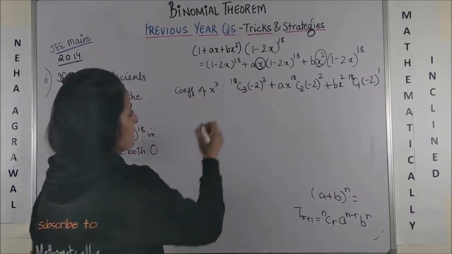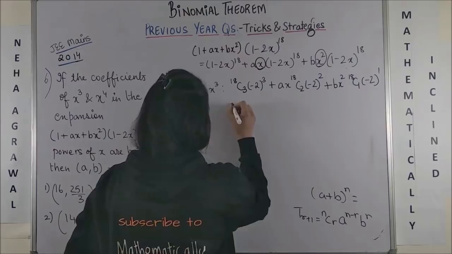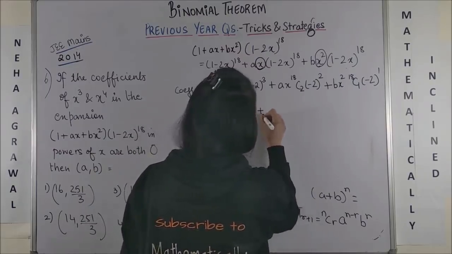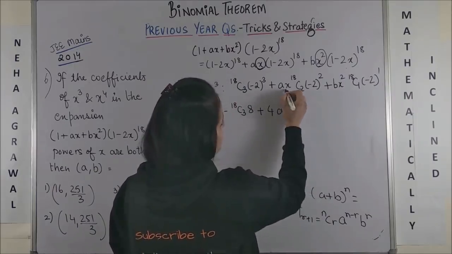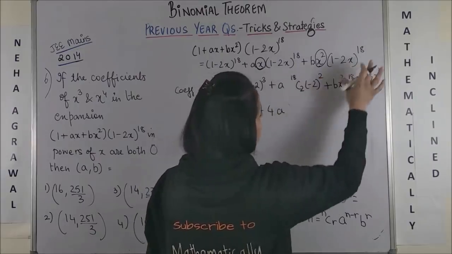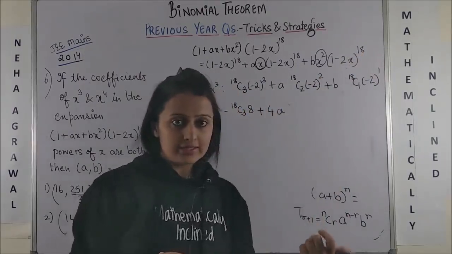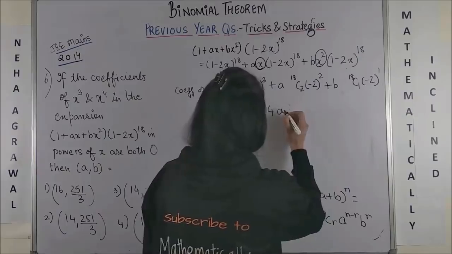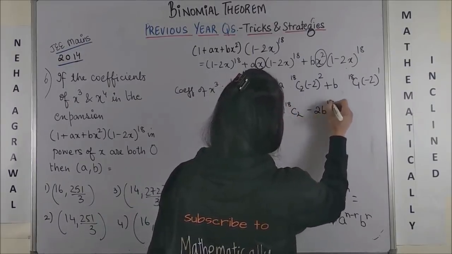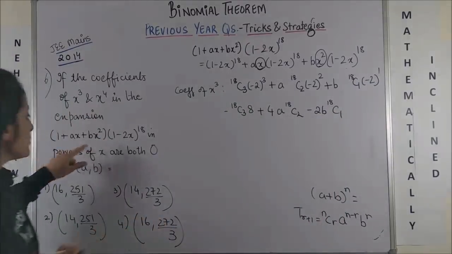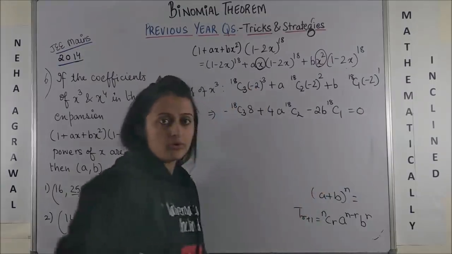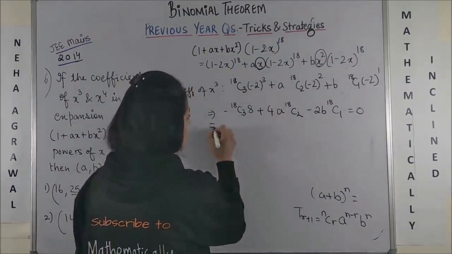So if I simplify, this becomes 18C3, this is minus 8, plus, we are just not interested in this x, so I should remove it from here, and even x square, because we are only considering the coefficients. So this will be 4a into 18C2 and this would be minus 2b into 18C1. Now each of them are given to be 0. So this implies it is equal to 0, let's do a bit of simplification here.